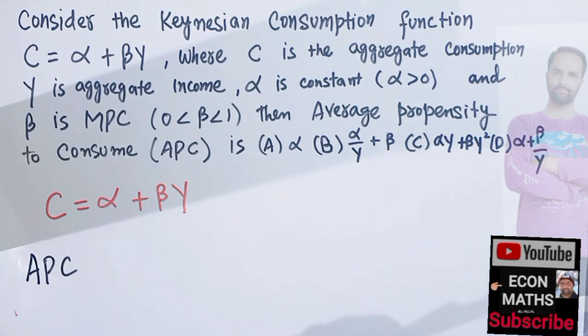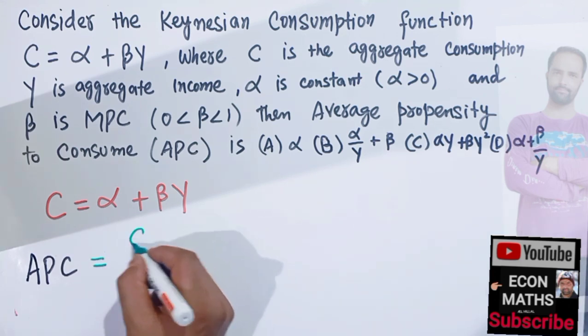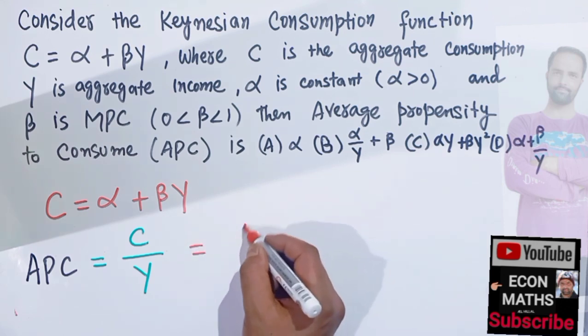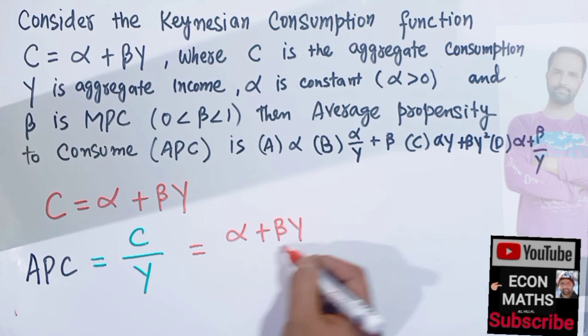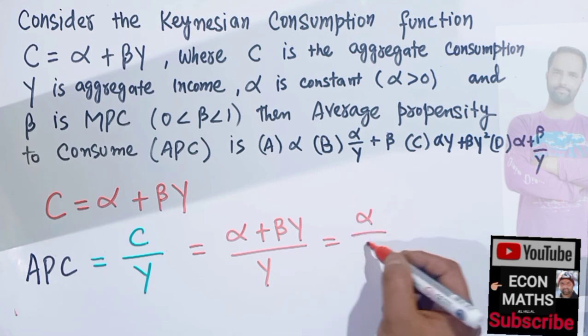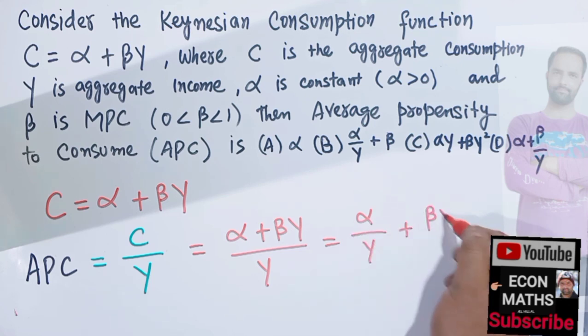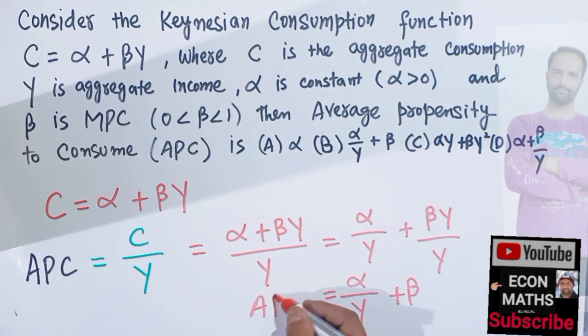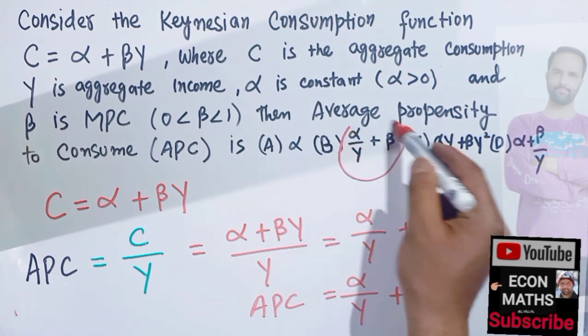It is simply equal to, APC is simply equal to total consumption divided by total income. Okay, so consumption is being given. It was a straightforward question. Alpha plus beta y, to this we divide by y, which gives us alpha upon y plus beta y upon y. So we will get alpha upon y plus beta. So this denotes our average propensity to consume. That is alpha upon y plus beta. That means this option should be correct.